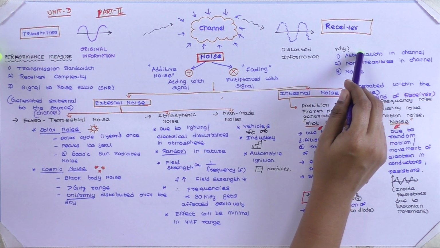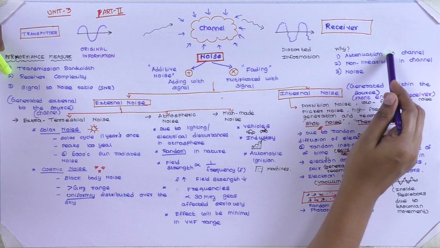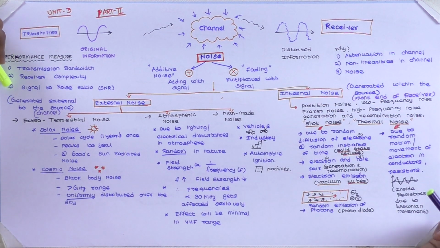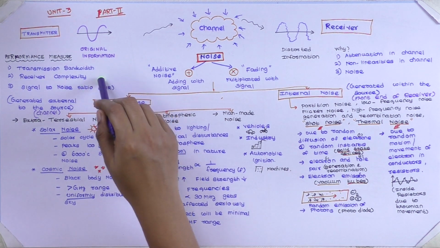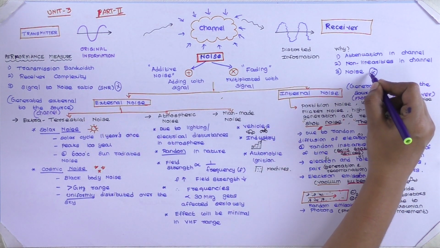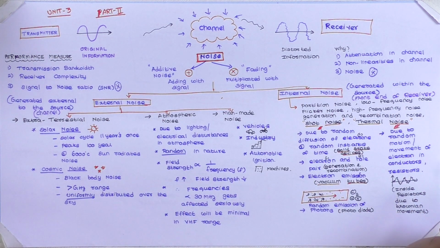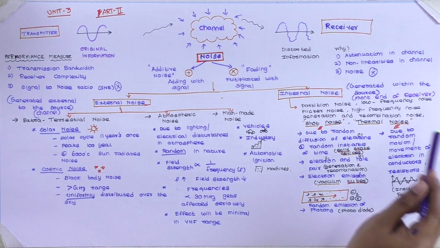What is the performance measure of the transmitter and receiver, and how do we measure the communication system? Based on three parameters. One is the transmission bandwidth, the second is the receiver complexity, and the third is the signal to noise ratio. This plays a predominant role in analyzing the effectiveness of our communication system. So our focus is entirely on this.